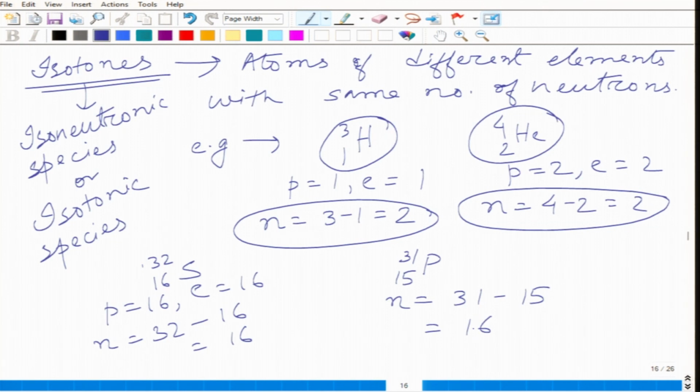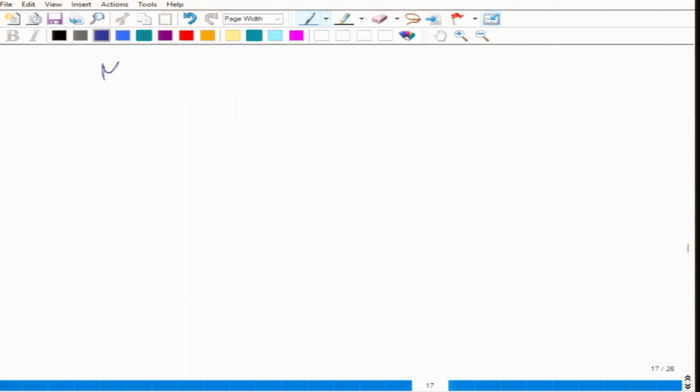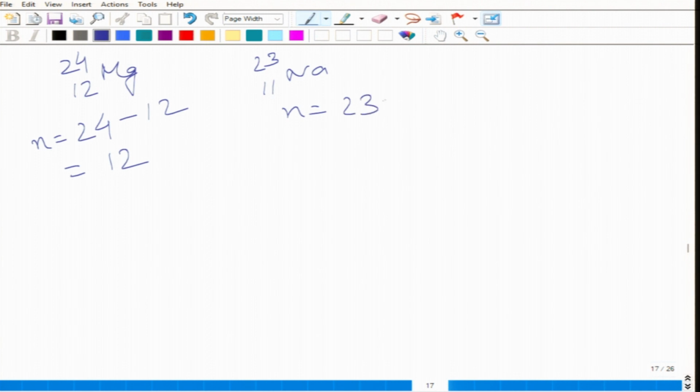also 16. Another example is magnesium with atomic number 12 and mass number 24, and sodium with atomic number 11, mass number 23. So, magnesium has a number of neutron 24 minus 12, that is 12, and for sodium it is 23 minus 11, also 12. Okay. So, these are isotones, that is they have same number of neutrons.